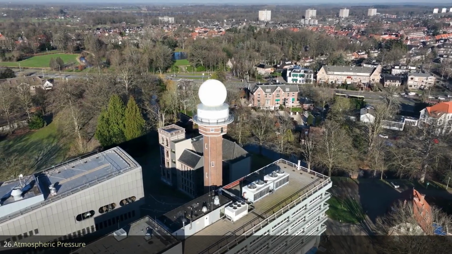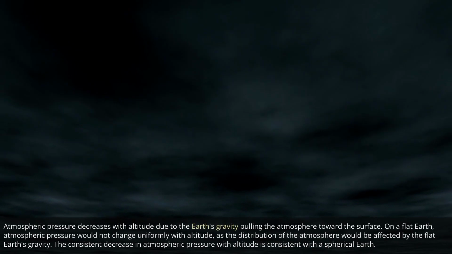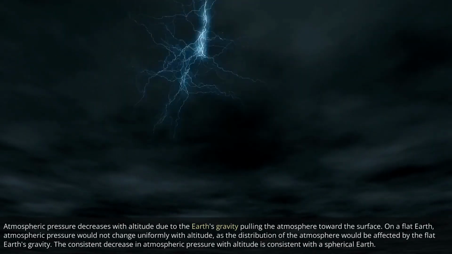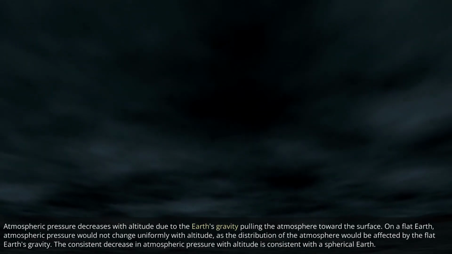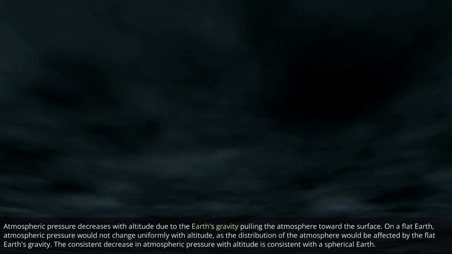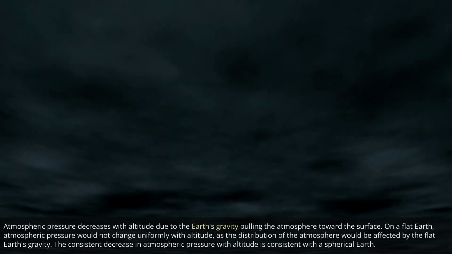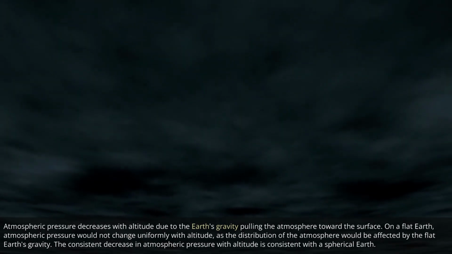26. Atmospheric pressure. Atmospheric pressure decreases with altitude due to the Earth's gravity pulling the atmosphere toward the surface. On a flat Earth, atmospheric pressure would not change uniformly with altitude, as the distribution of the atmosphere would be affected by the flat Earth's gravity. The consistent decrease in atmospheric pressure with altitude is consistent with a spherical Earth.